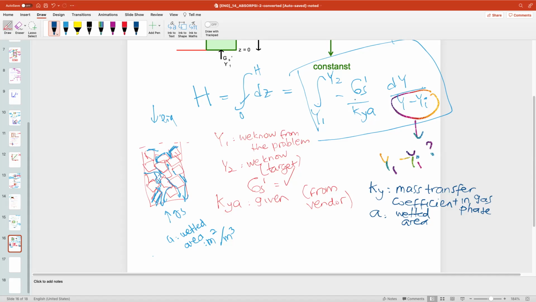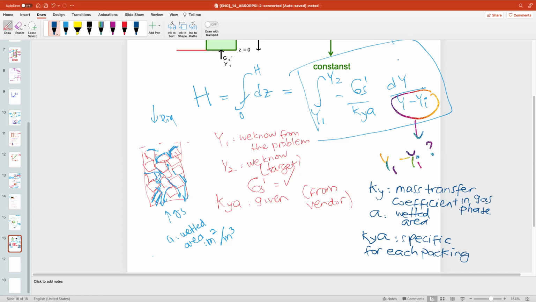And usually in commercial practice, if we want to calculate something, KYa is specific for each packing. This is not thermodynamic data, this is mass transfer data, so it should be based on experiment. The experiment is usually done by the vendor, and the vendor will give you the range of KYa for each packing.